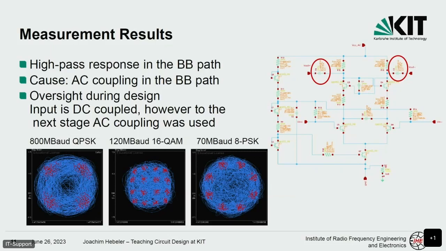I told them that they should not do this. I overlooked this as well. And in a way they didn't. They have a 2-stage amplifier design. The first stage is DC coupled. The second stage isn't. It's AC coupled.